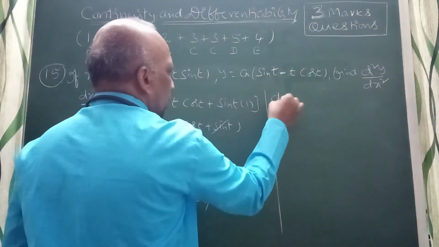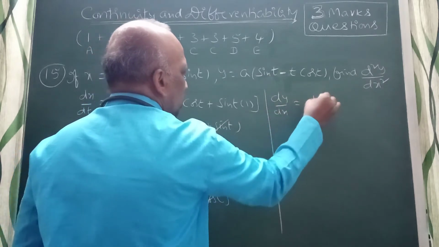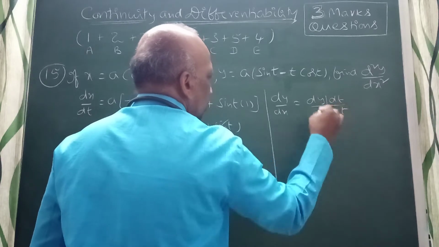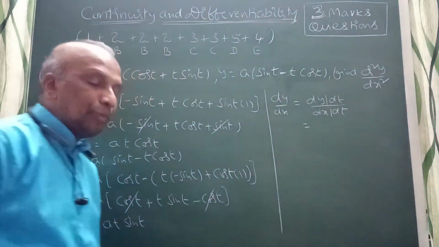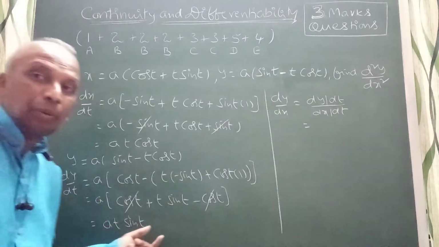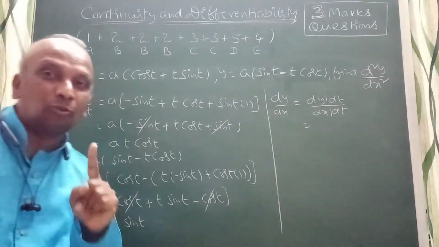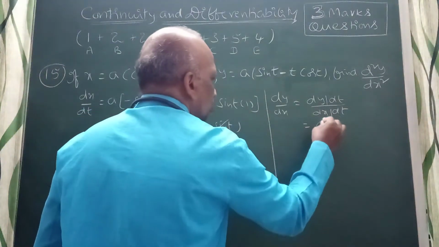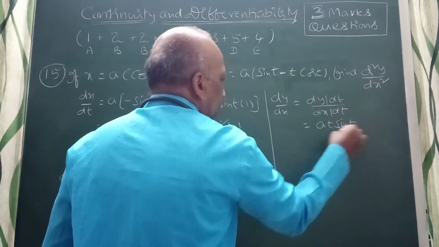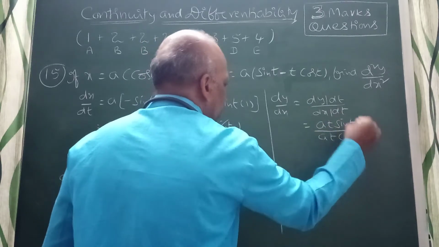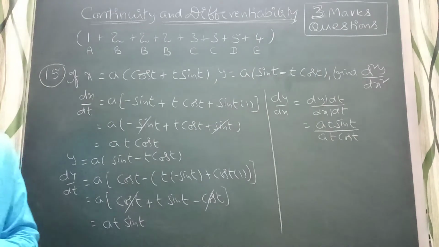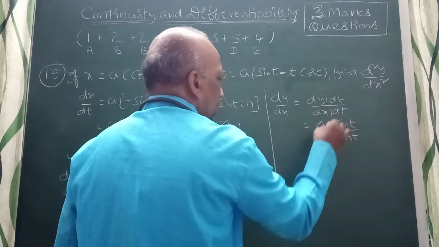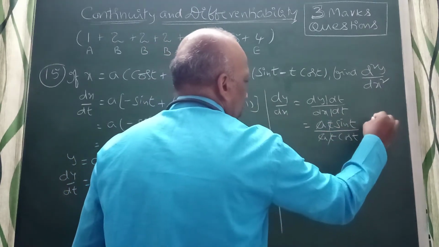Now they are asking the second derivative. First you find dy by dx. So dy by dx means dy by dt by dx by dt. I can write dy by dt is this. Be careful. Some people by mistake may write this by this. You should be careful here. You write now a t sin t by a t cos t. If I simplify, you can check what you will get now. For simplification, a will get cancelled, t sin t by cos t, tan t.